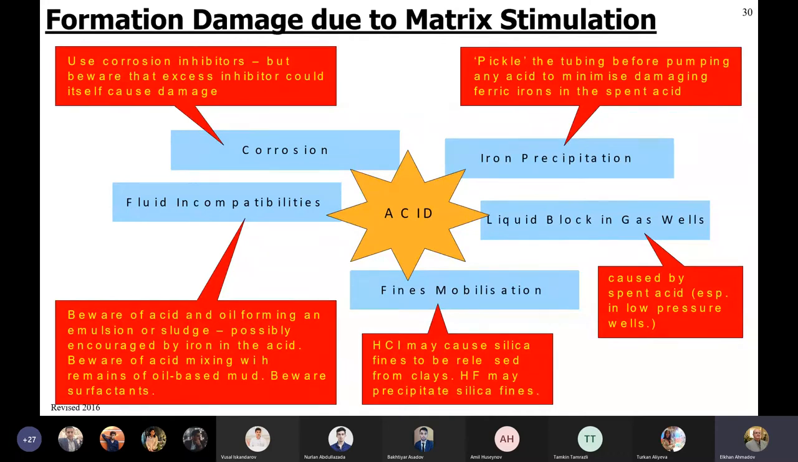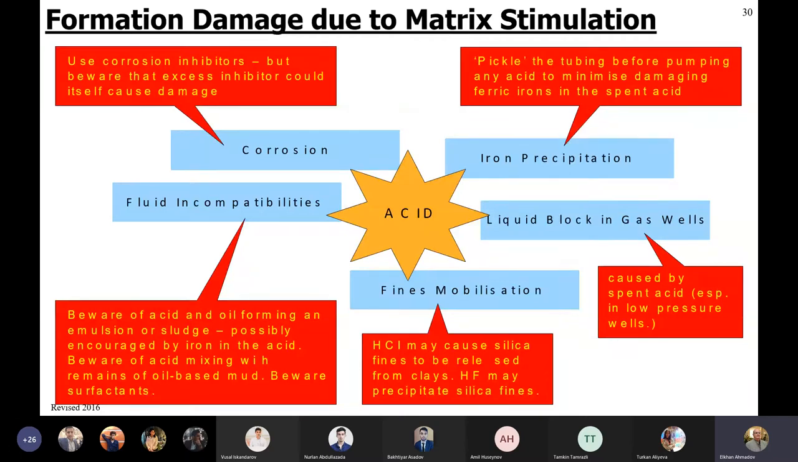Liquid block in gas wells, we talked about that, because of spent acid, again in low pressure wells, may block the pores around the wellbore. Fine mobilization because of HCl may cause silica fines. Silica is, as you probably know, the major material in sandstones, and it's also present to some extent in carbonates as well. So it may cause silica fines to be released from clays, and mud acid or hydrofluoric acid may precipitate silica fines as well, because it goes into reaction with those materials.